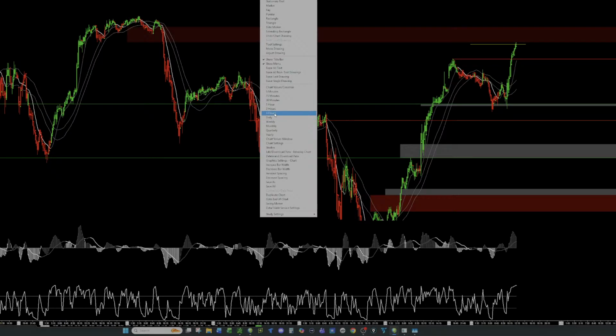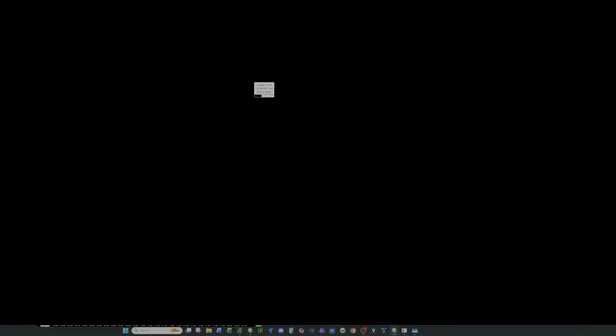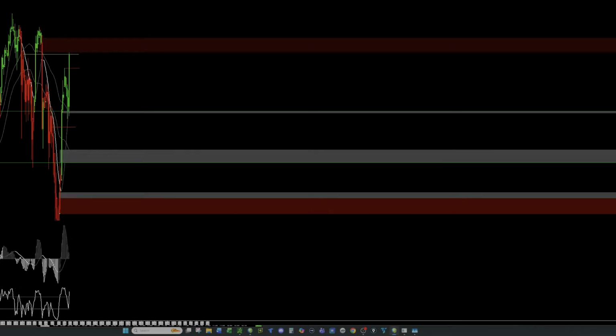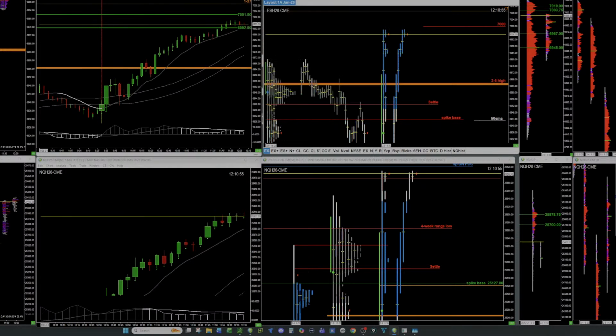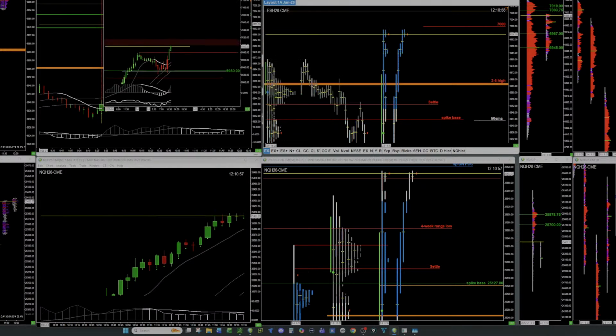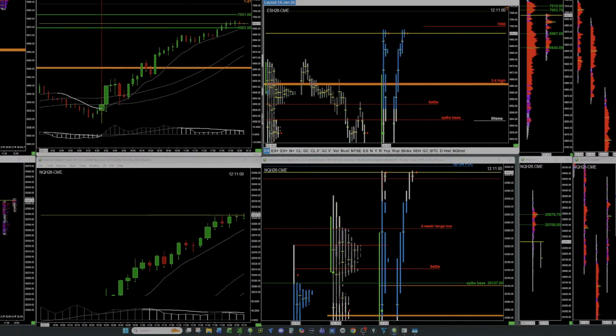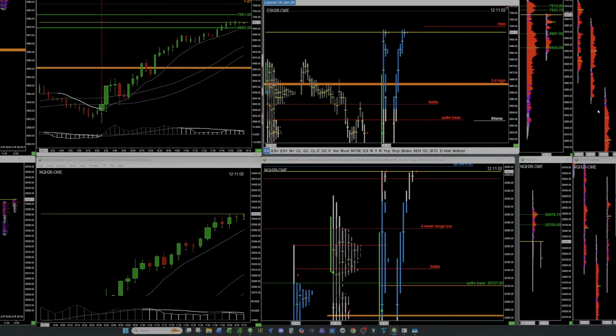Let's put this chart back where it was. This is my 240 actually. This is my 240 chart. Let's put it up there. On the side I have the 120, beside that the 60, and so on.